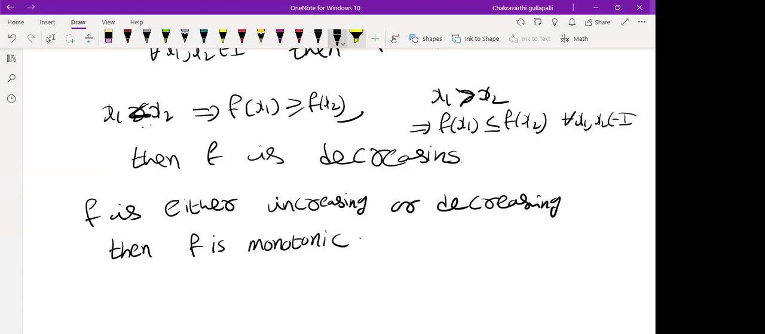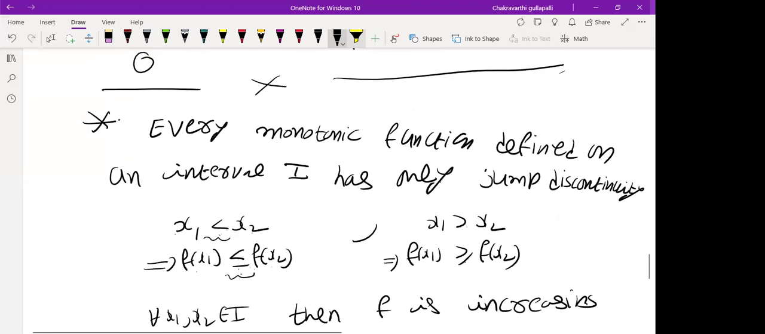Okay, this is the original definition. If it is a monotonic function, what type of discontinuity will it have? Only jump discontinuity, that is discontinuity of the first kind. That means LHL is not equal to RHL. It will not have removable discontinuity, it will not have infinite discontinuity, and it will not have discontinuity of the second kind. It will have only jump discontinuity, as given in one of the papers.